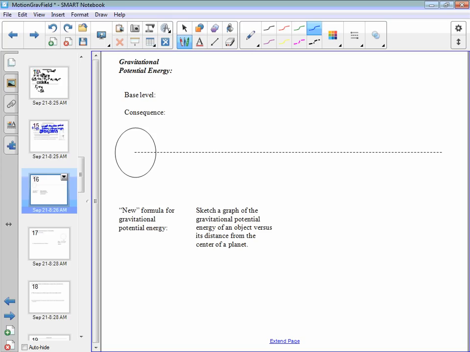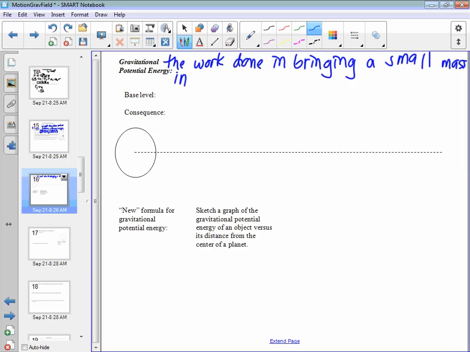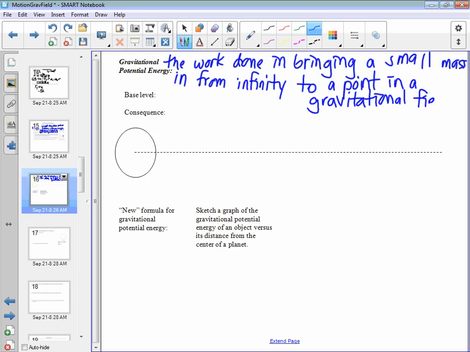So when we start talking about gravitational potential energy, the definition that we should use is that it is the work done in bringing a small mass in from infinity, by means of calculus, say, to a point in a gravitational field. So the base level here is that gravitational potential energy equals zero at the point infinity away. In other words, at r is equal to infinity.